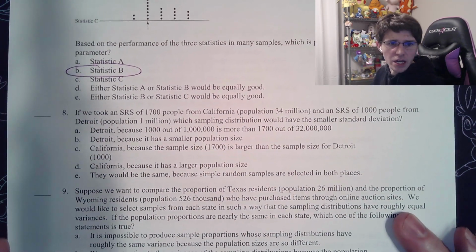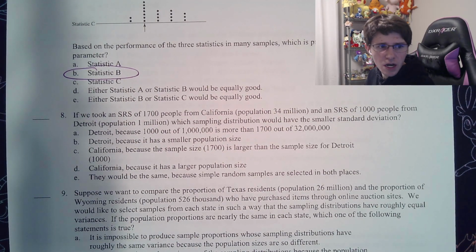Here we go. Question number 8. If we took a simple random sample of 1,700 people from California, population 34 million, and a simple random sample of 1,000 people from Detroit, a population of 1 million, which sampling distribution would have the smaller standard deviation?